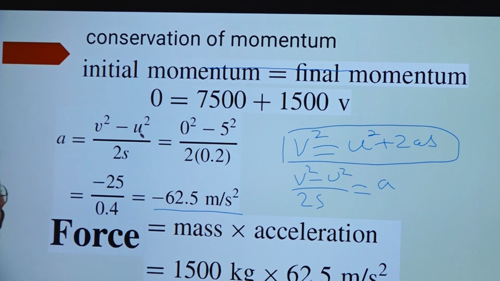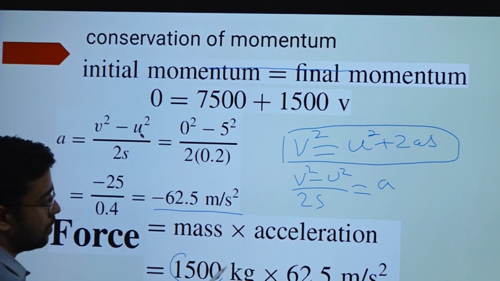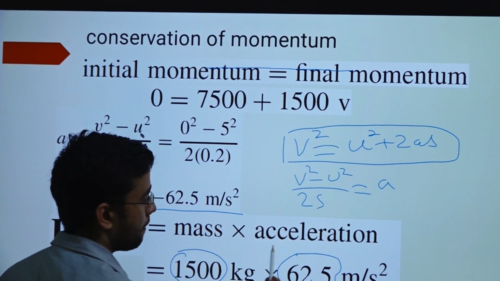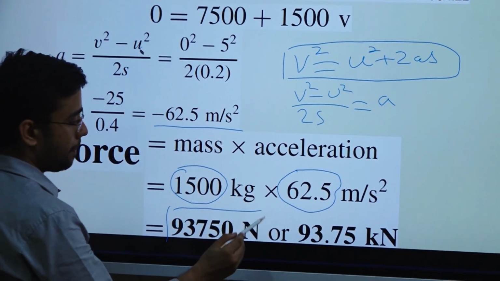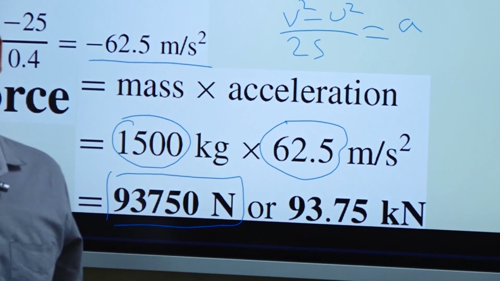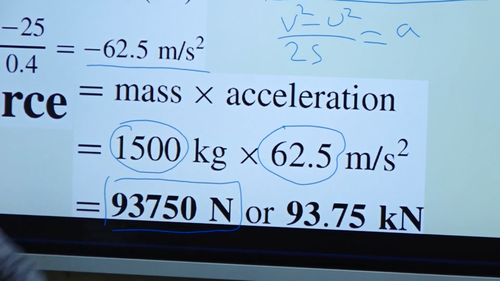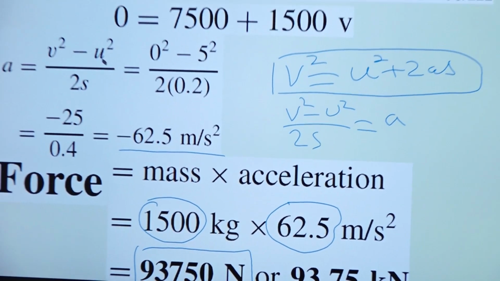So when you multiply this acceleration with the mass, you will find the force. This much force you need to apply to stop the gun, so that you can again fire another bullet as early as possible. So it is a very good question.